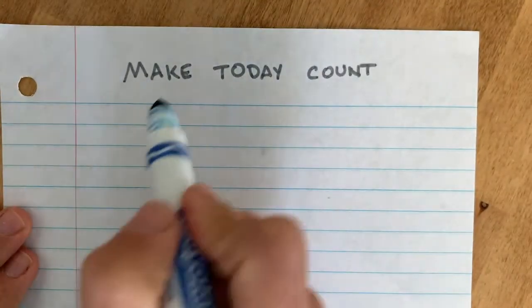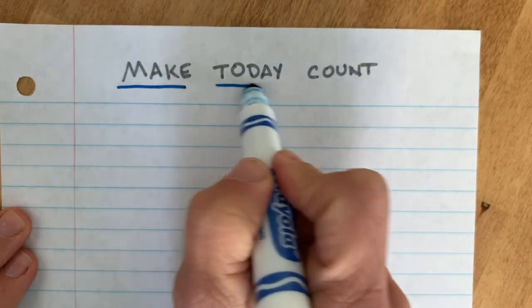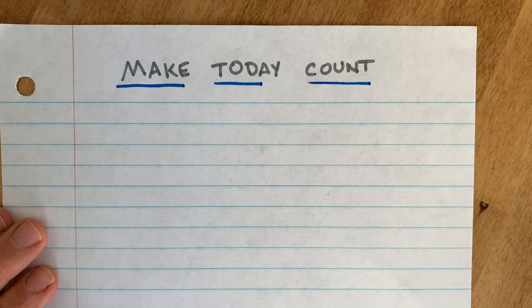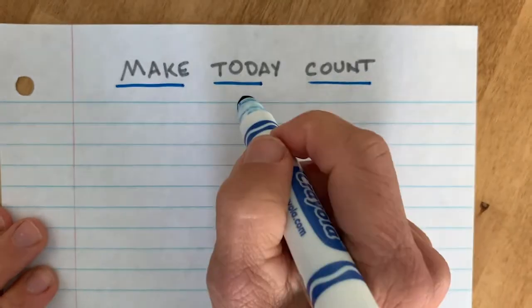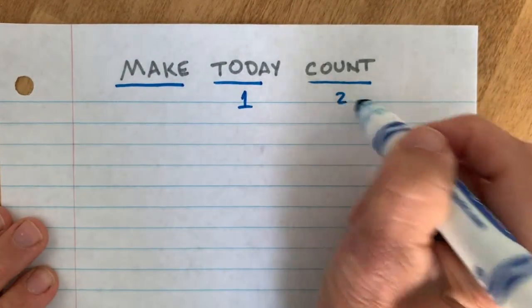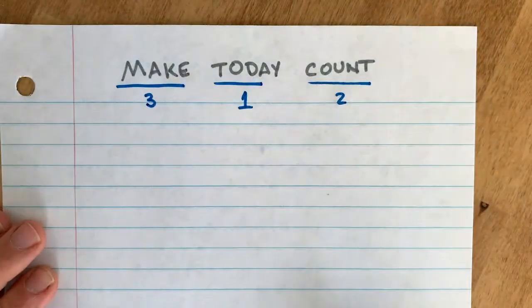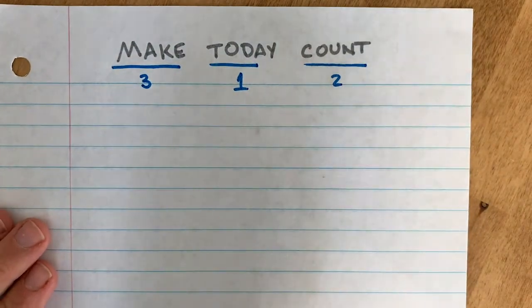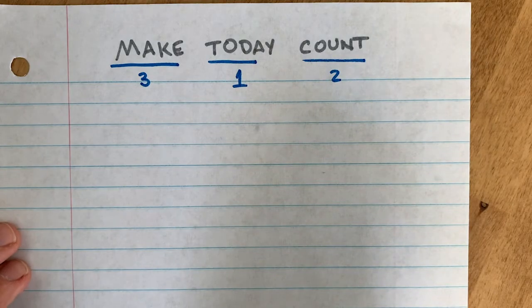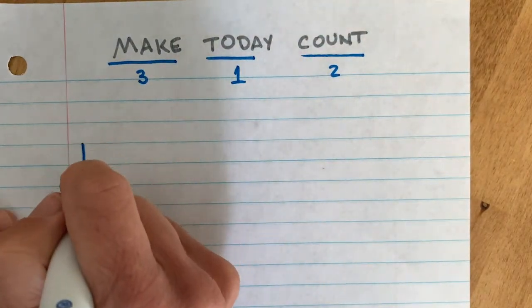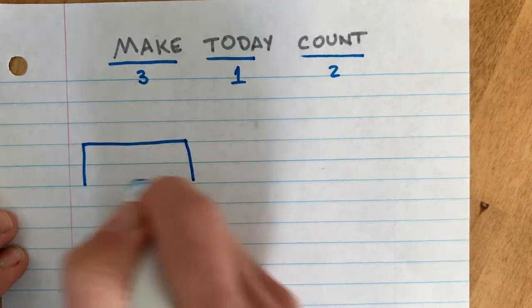Let's start by separating this out, thinking about it as 3 different words, and we're going to decide which word is the most important. So I could decide maybe today is the most important, and then count is the next most important, and make is the next most important. And then I will create boxes that represent the words. So if I want to make today the most important, I'll make it the biggest. So we'll say this is box 1.